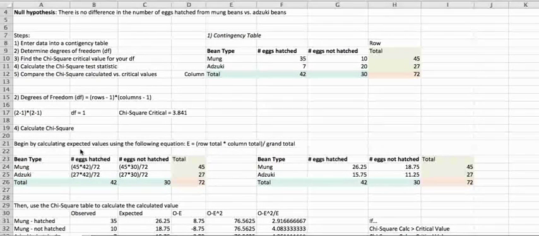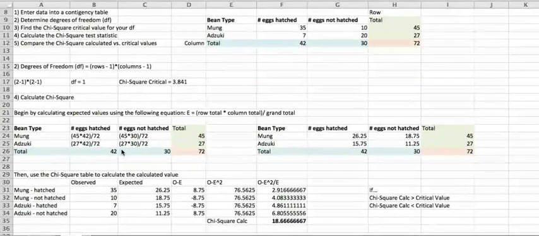Up next is actually going to be calculating the chi-square test statistic, which involves observed and expected values. First, we need to actually calculate the expected values for our data set based on the data that we've already collected. And so what we need to do is use this equation. We're going to take the row total and the column total for each cell and divide it by the grand total to come up with an expected value for that particular cell.